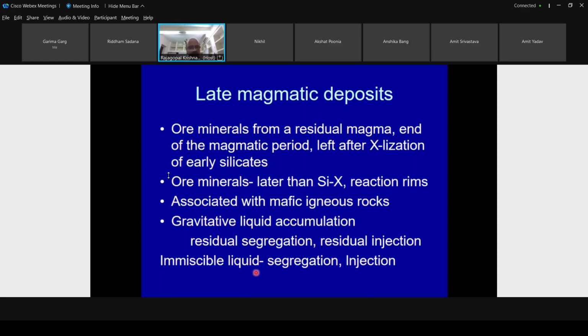Of course, we will talk about immiscible a bit later. Immiscible liquid is further divided into segregation as well as injection. So you will have settling down as well as the injection process giving rise to this type of late magma deposits. If you study the rocks under the microscope, you will have the early formed silicates, then the late formed ore minerals. Whereas in case of early magmatic, you will have early formed minerals and at the same time early formed ore minerals. The petrography will tell us.